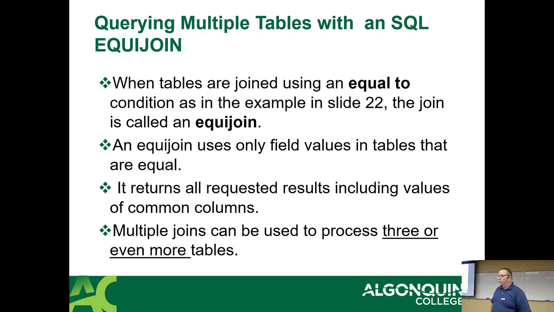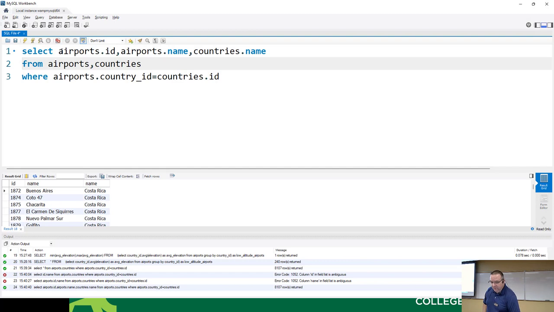All right, so now we're going to talk about the explicit way of doing this, where you are actually going to use... Okay, so this is an equi-join. In other words, it's saying that the country ID is equal to the ID of the country. It's a join where the values are equal. Thus, it's an equi-join.